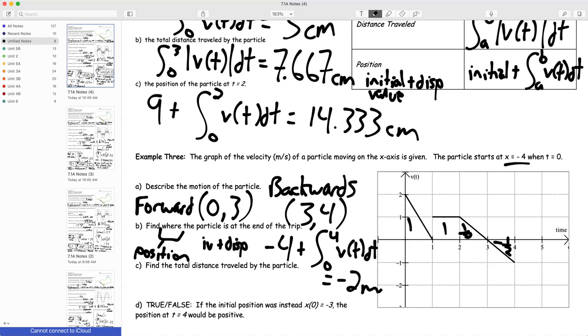Find the total distance traveled by the particle. Again, write down the integral. And we do absolute value of v of t. And again, no math 9. But I'm gonna add up the absolute value. So the negative would be positive, and I get 3.